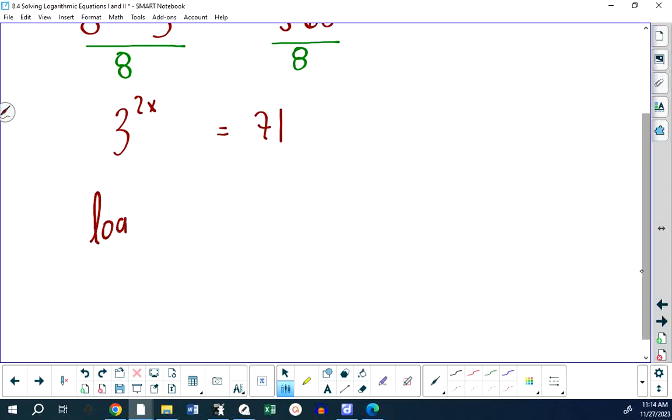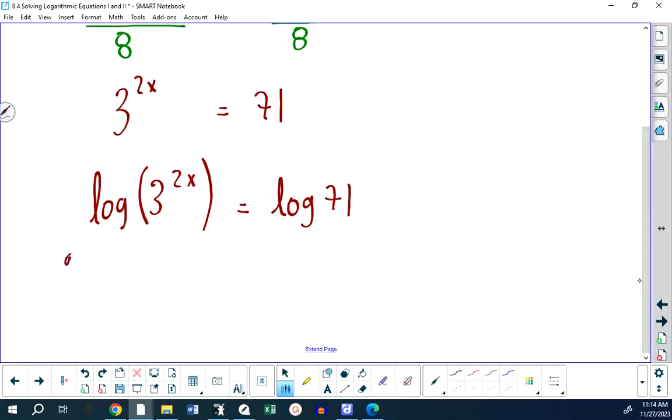This is log base 10 of 3 to the 2x equals log base 10 of 71. Probably, again, everybody, this is what you would see on an exam, but I prefer you putting brackets around here. It's because of that conversation we had about that logarithm being squared. You need to understand that if the argument has the exponent, you can move the exponent down, and that means the exponent has to be in brackets. So this becomes 2x log 3 equals log 71.